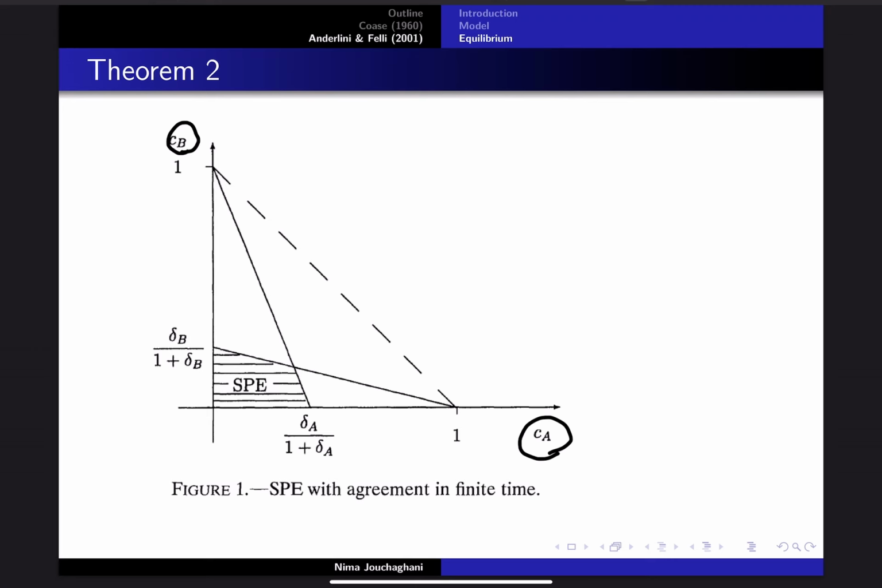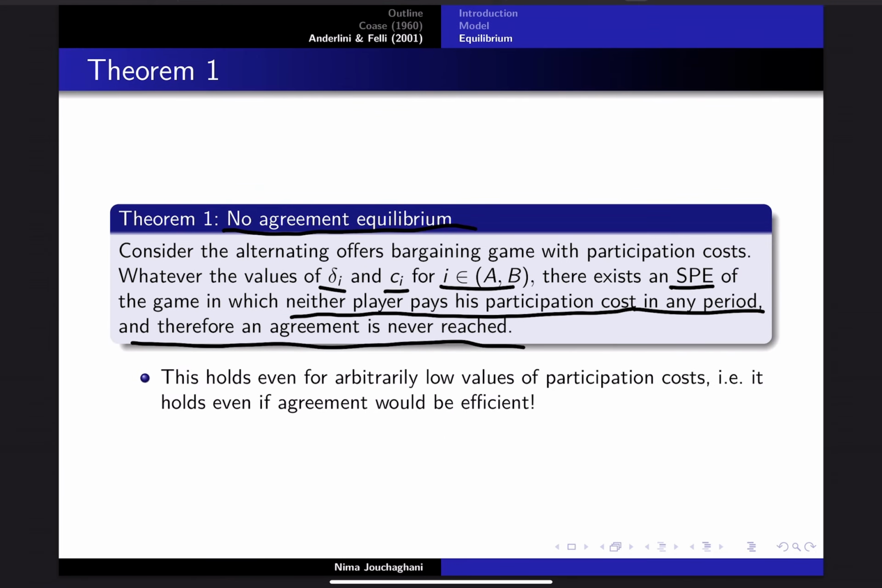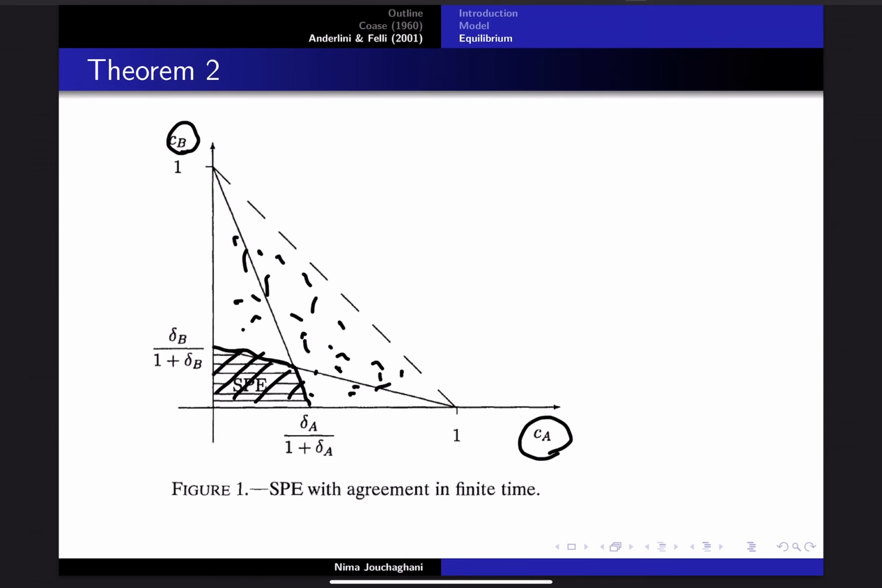So basically, any point here is efficient, but this region is the only situation which is mirrored in theorem 2, where we find an agreement. Only if the cost parameters of both players are low enough do we end up in the region where the subgame perfect Nash equilibrium exists, where we have an agreement. In all other cases, we would still have the possibility to reach an efficient outcome, but the only equilibrium is one where we have no agreement, which is always inefficient because they end up with a surplus of 0.